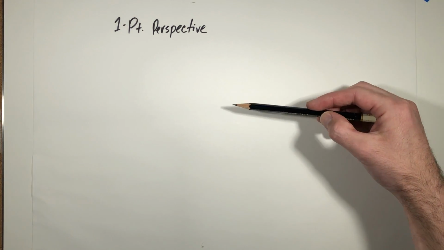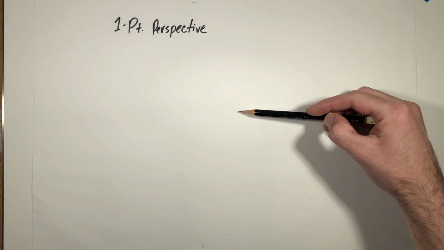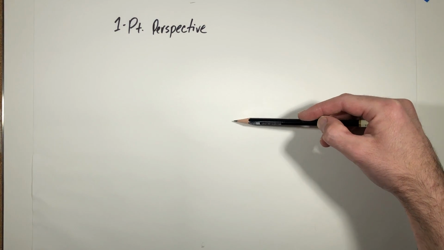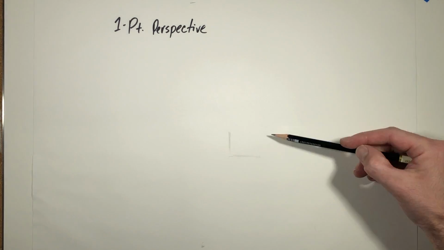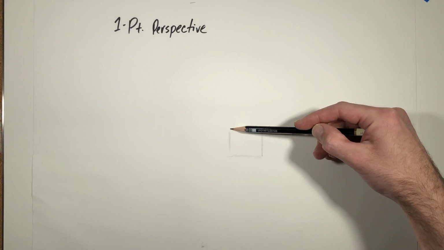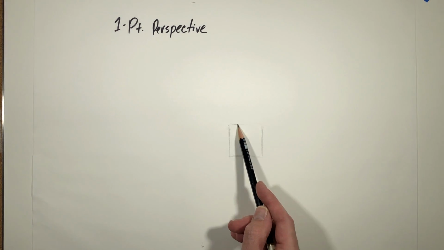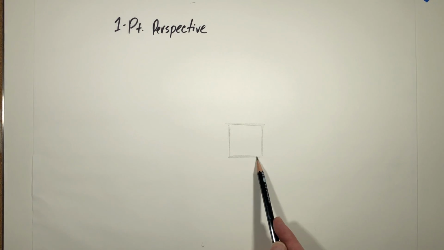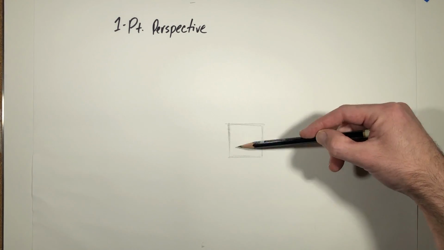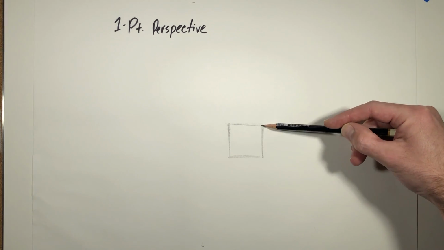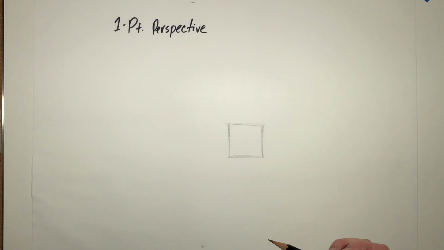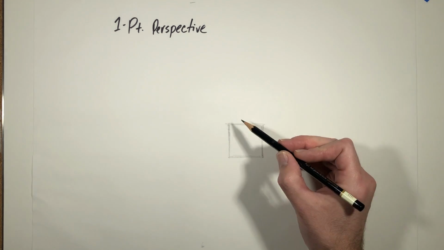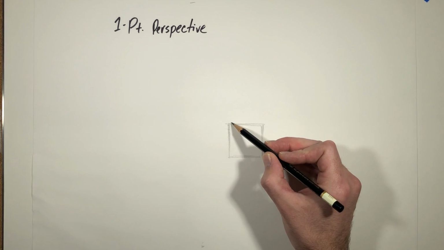So what do I mean by this? I'll walk you through this and you can draw along with me. Let's just do a simple cube. We start with a square, perfectly horizontal, perfectly vertical lines. Now let's make it look like I'm looking down on this cube at not too extreme of an angle.